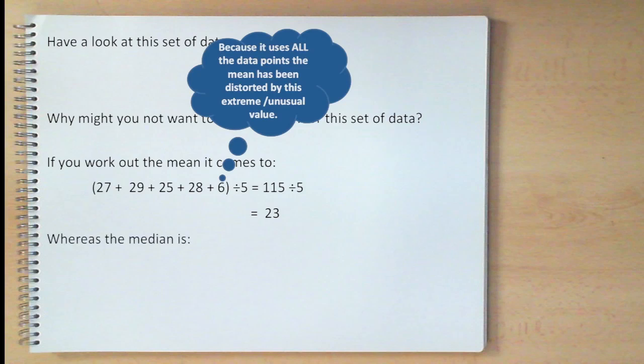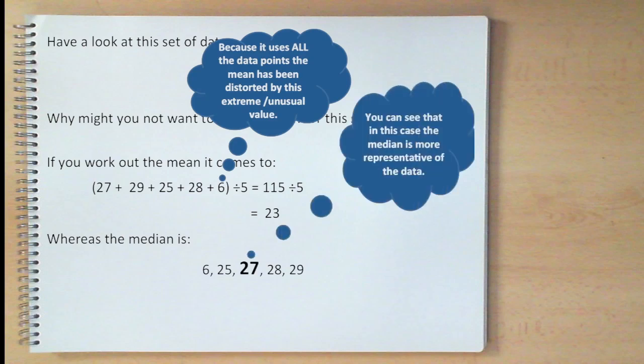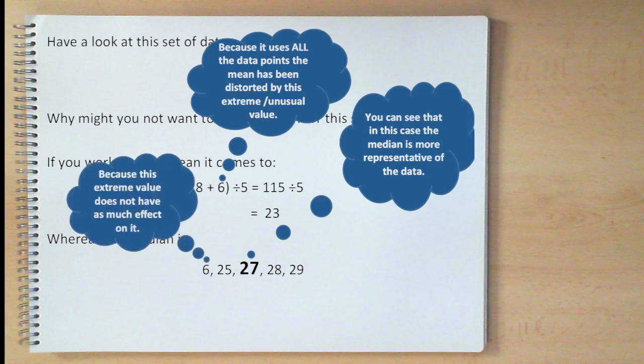If instead we were to use the median, put them in order and find the middle value, that's 27. This is much more representative of that set of data, and that's because the value of 6 doesn't have any effect on it. It only puts it in a particular place in order there. So if the 6 wasn't there, the median would be 27.5. So the value of 6 doesn't affect the median very much at all, whereas it does have quite a big impact on the mean.